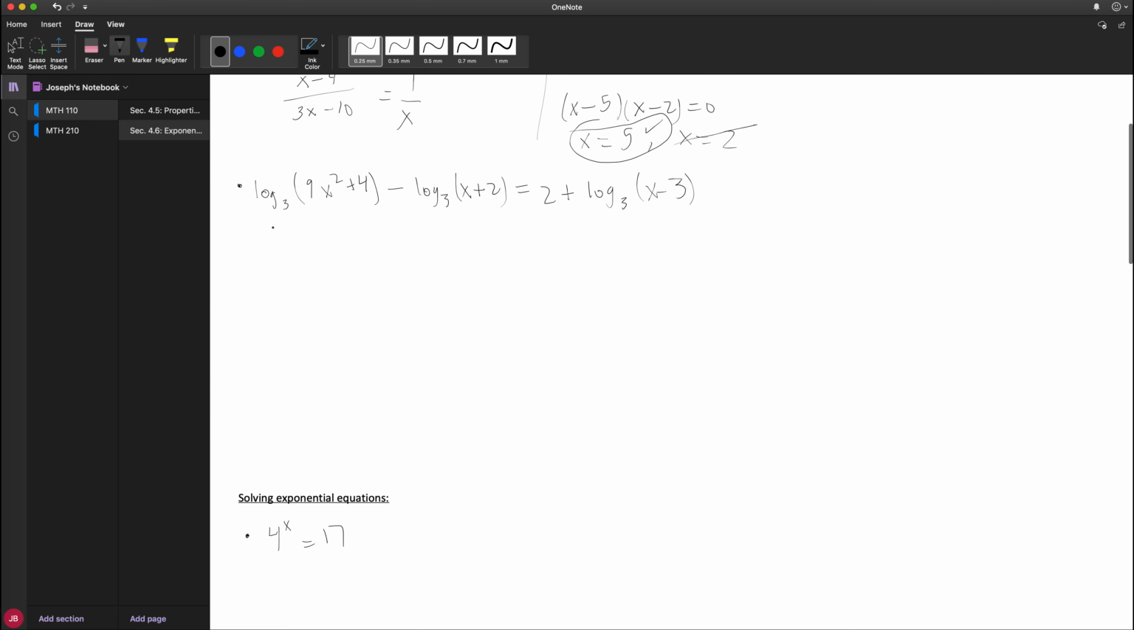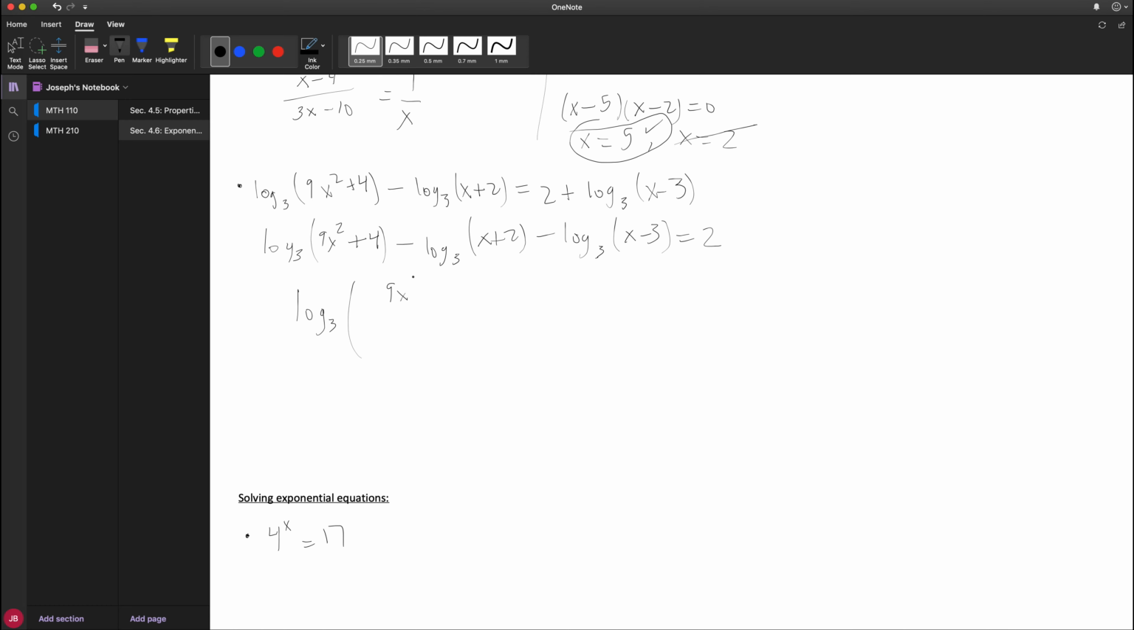So what that tells me is that I get log base 3 of (9x squared plus 4) minus log base 3 of (x plus 2) minus log base 3 of (x minus 3) equals 2. Now we can recombine the left-hand side into one single logarithm. So this is log, and give yourself some room here.